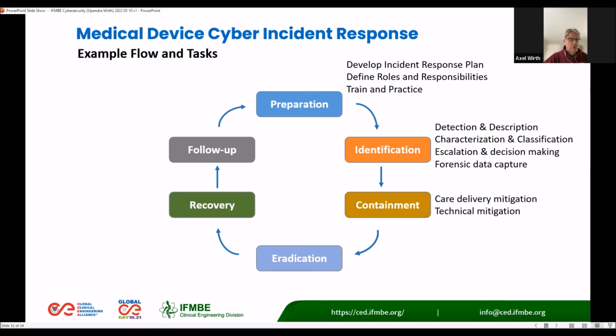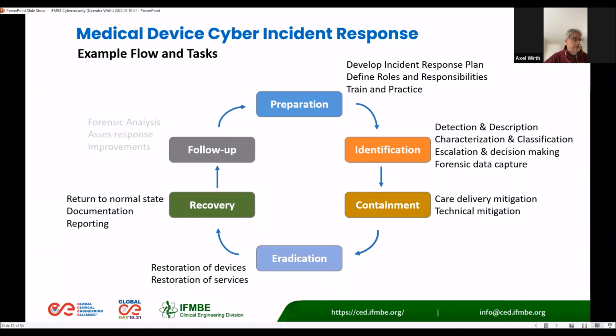You want to, of course, contain it as good as you can. You want to eradicate it, right? Restore devices, restore services, then enter the final recovery phase, which is returning to full normal state, document and report what happened internally, and depending on the impact, for example, if patient safety was at risk, you also may have to report externally. And then as a follow-up, when everything is calmed down again, perform your forensic analysis, assess your own response, and look at areas where you can improve, and then feed those lessons learned back into your incident response plan to make it better for the next time.